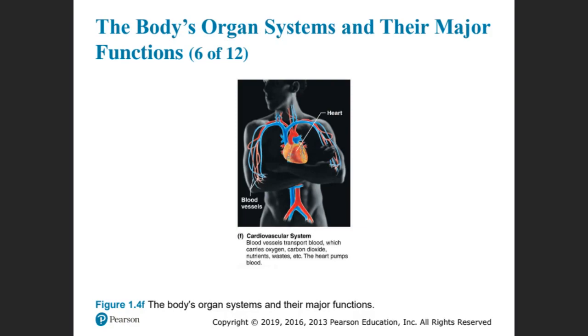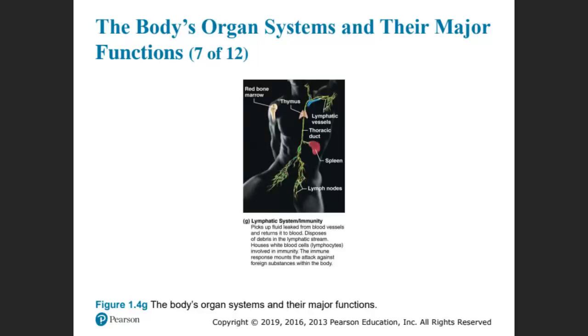Next up, the cardiovascular system includes the heart and blood vessels, and this is important for transport of blood, oxygen and other gases, and nutrients. Also the maintenance of some vital signs like heart rate and blood pressure.